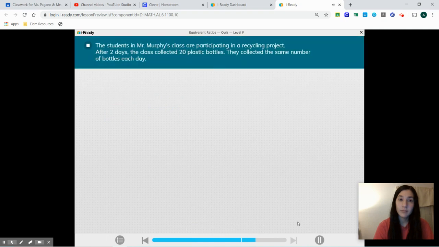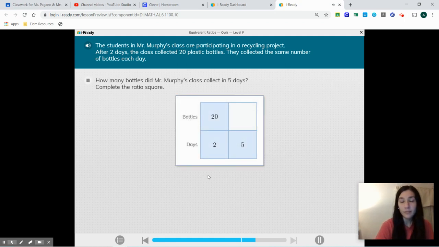The students in Mr. Murphy's class are participating in a recycling project. After 2 days, the class collected 20 plastic bottles. They collected the same number of bottles each day. How many bottles did Mr. Murphy's class collect in 5 days?